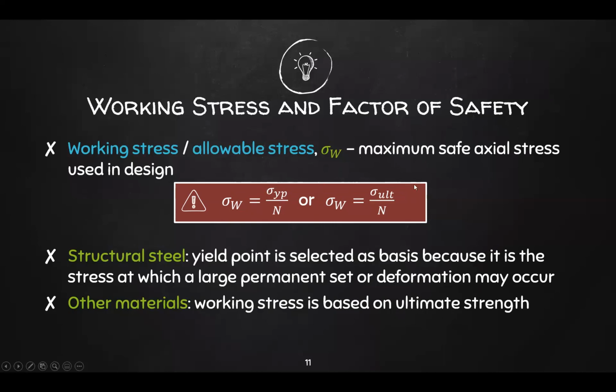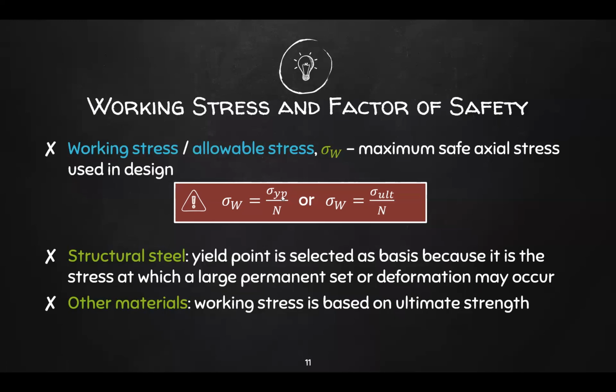One is from the yield point, one is from the ultimate point or ultimate yield. So why is it different? The reason is that it depends on the material. In most designs, the working stress should be limited to values not exceeding the proportional limit so that the stress remains in the elastic range, right? If you think about it, we shouldn't consider yield point.